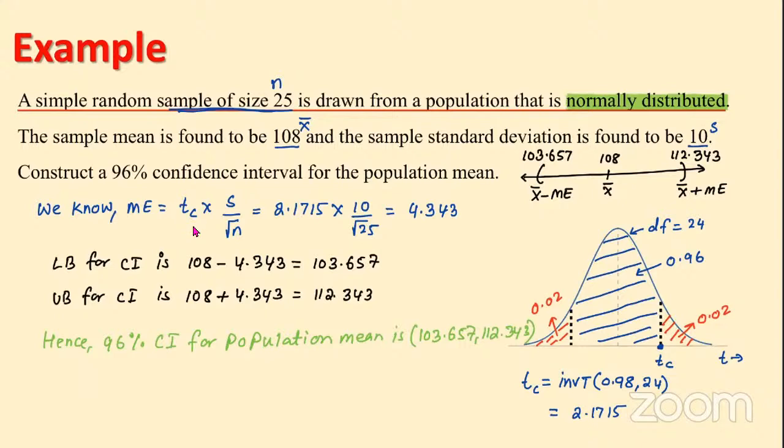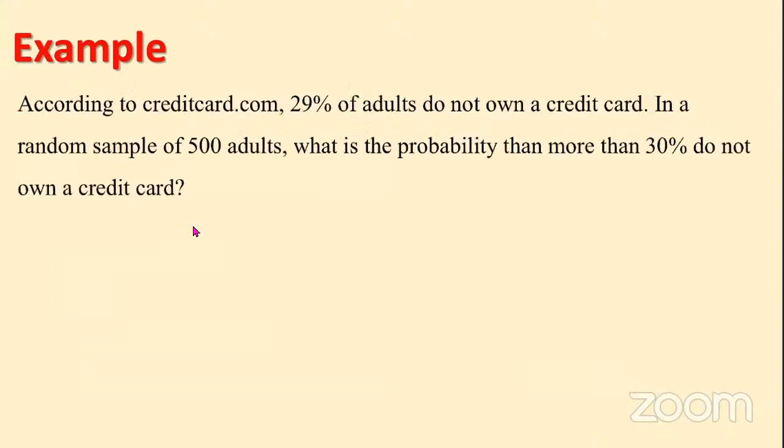Okay, we have one more example remaining for this video. So let's go to the last example. Here is my last example. Let's read through the problem and then try to solve this one. According to creditcard.com, 29% of the adults do not own a credit card. In a random sample of 500 adults, what is the probability that more than 30% do not own a credit card?